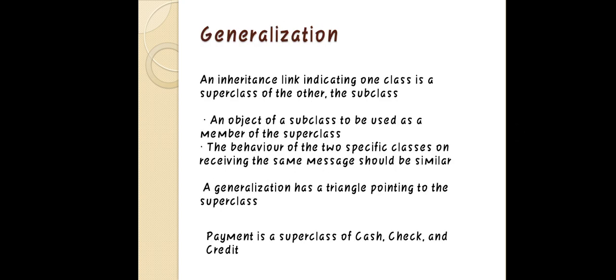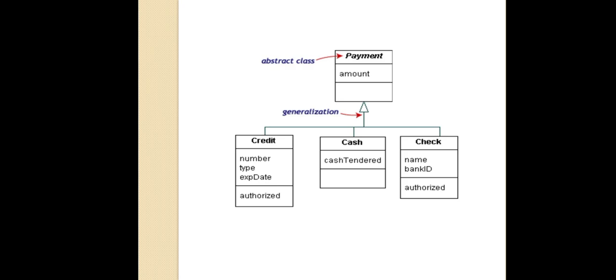Generalization is an inheritance link indicating one class is a superclass of the other. An object of a subclass can be used as a member of the superclass. The behavior of the two specific classes on receiving the same message should be similar. A generalization has a triangle pointing to the superclass. Payment is a superclass of cash, check and credit. This is the diagram.